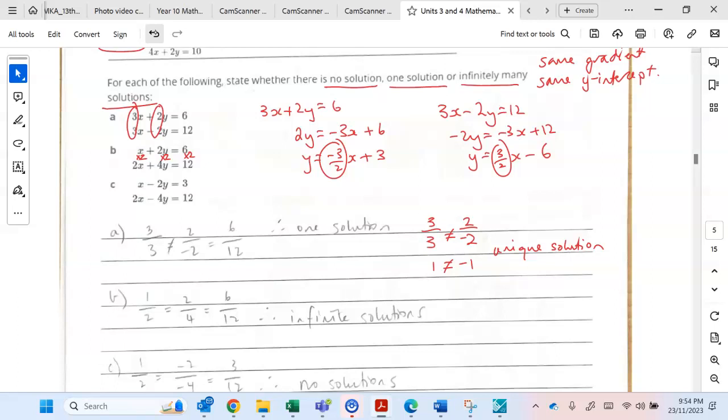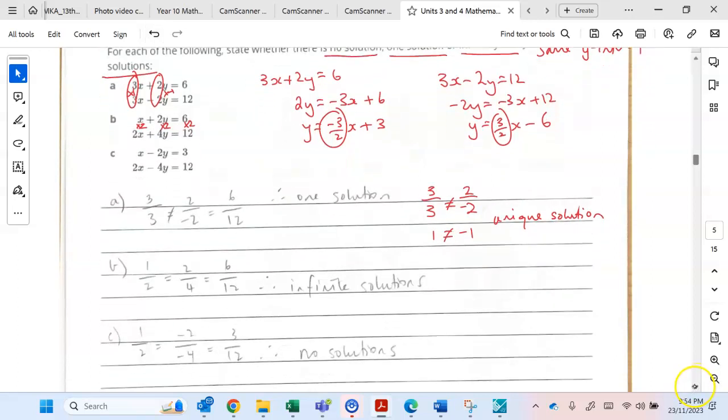Whereas in the previous question, going from 3 to 3, we're multiplying it by 1. Going from 2 to negative 2, we're multiplying it by negative 1. And then going from 6 to 12, we don't even need to test that, because once you know whether the gradient's the same or not, we don't need to look at the constants.